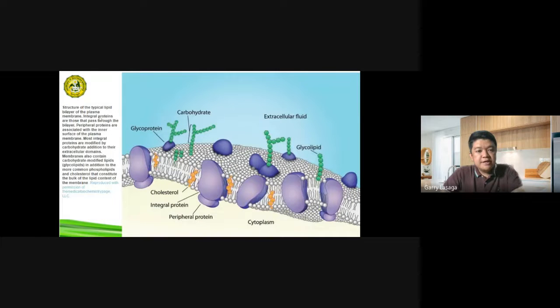This is another diagram of a plasma membrane showing the different components: the peripheral protein, integral protein, and the extracellular fluid, which could refer to the blood plasma. These are the carbohydrates. The carbohydrates that are attached to the lipids are known as glycolipids. The carbohydrates that are attached to proteins are known as glycoproteins. And we also have the cholesterol.